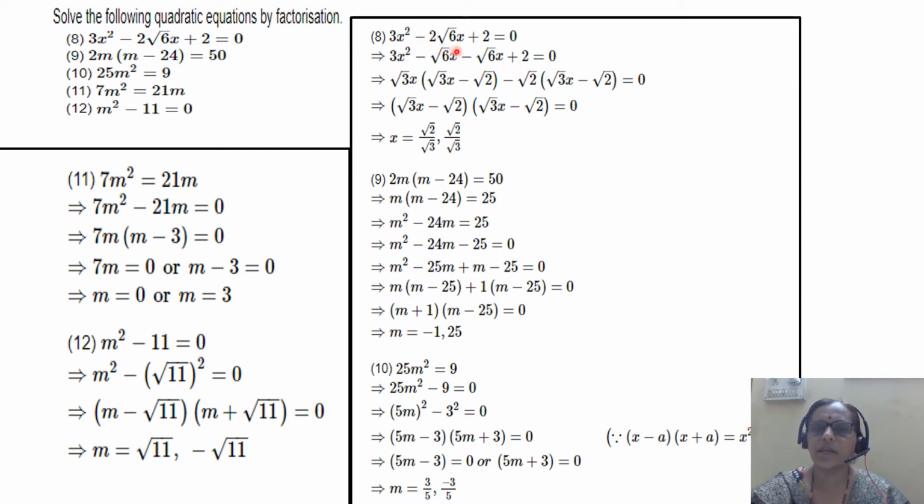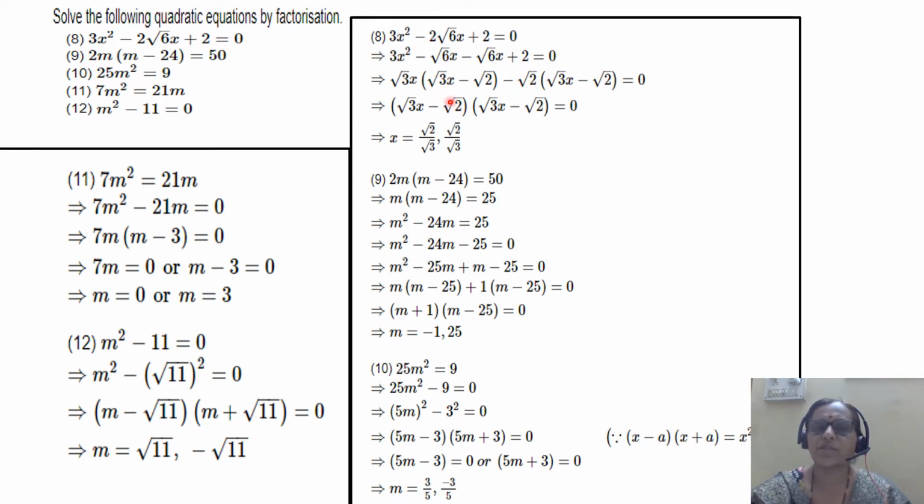So what is common from the first two terms? Group the terms, first two terms and next two terms. Common is √3x, the uncommon part is √3x minus √2. Minus, what is the next common part? √2 from the next two terms. So it is √3x minus √2.